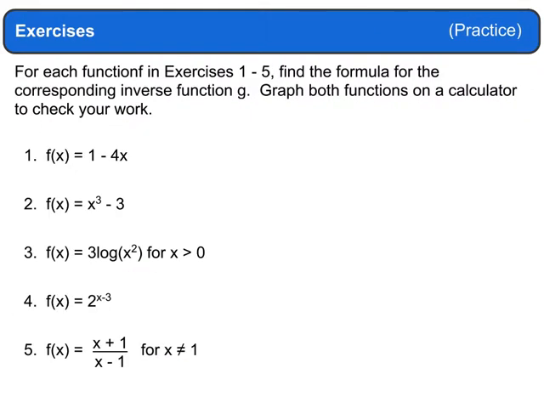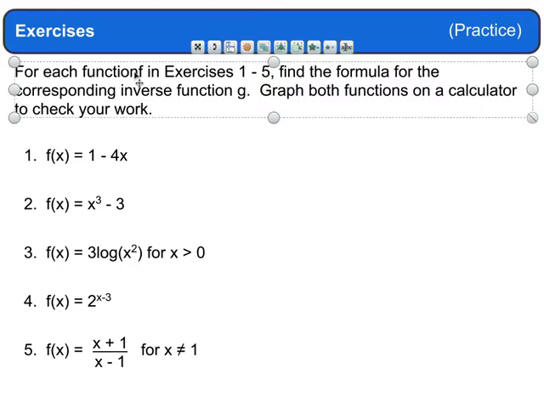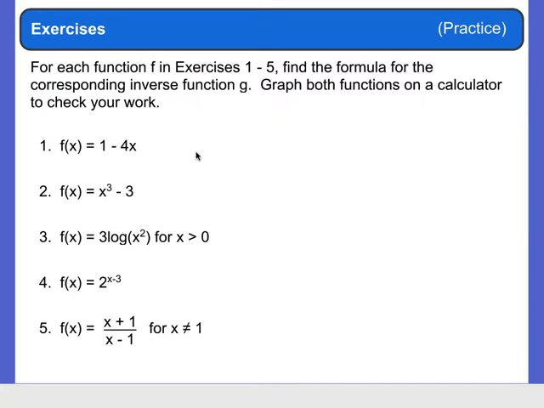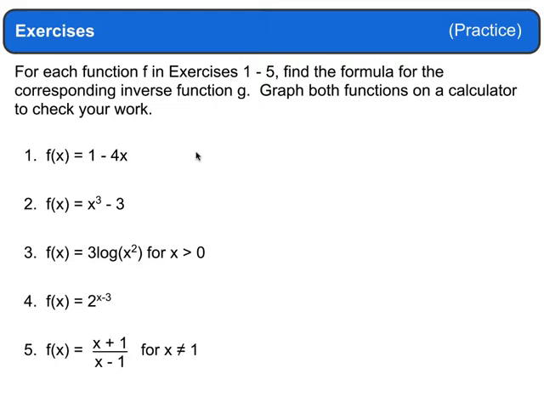So for each function f, we'll put a little space there. In exercises 1 through 5, they want us to find a formula for the corresponding inverse function G. Graph both functions on a calculator. For us, that calculator will be Desmos, and then check your work. So remember our theme, we told you we're going to switch x and y. So the other thing that I'll mention is every time you see f of x, that's the same thing as saying y.